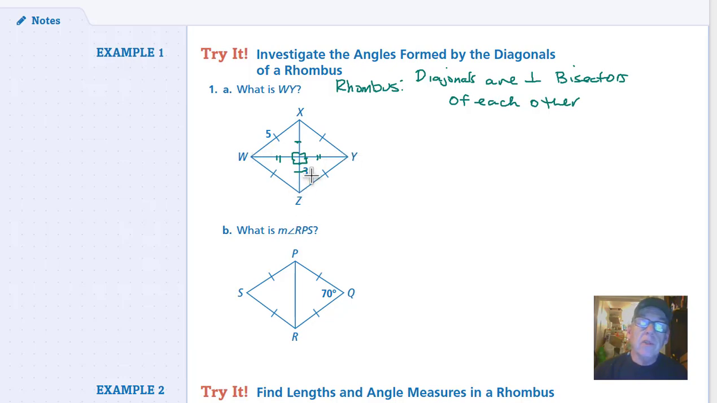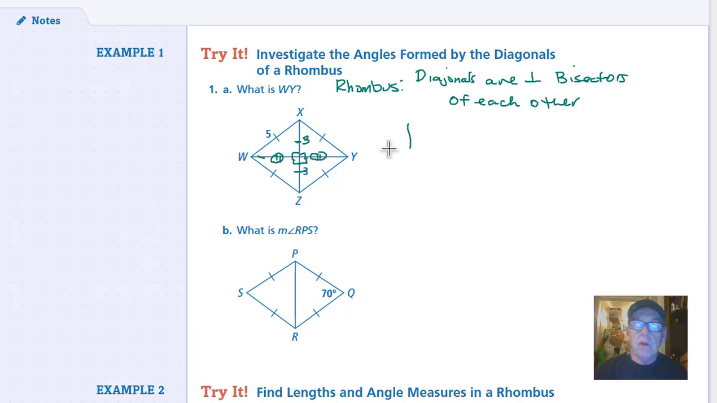So they're giving us that this is a 3. Is this a 3? Yeah, this is a 3. So because of the bisector, that is also a 3. And they want to know what WY is. Now, WY is actually composed of W to the middle and the middle to the Y. So it's actually 2 of whatever this length is.